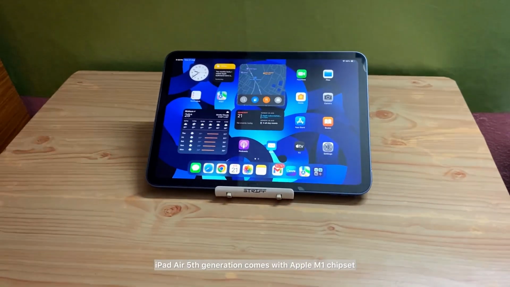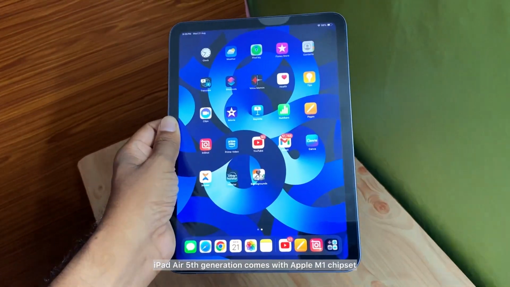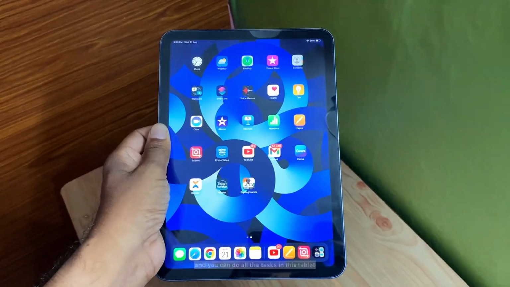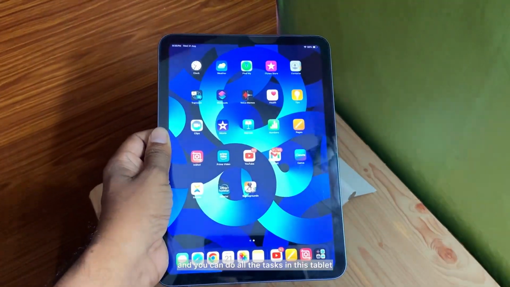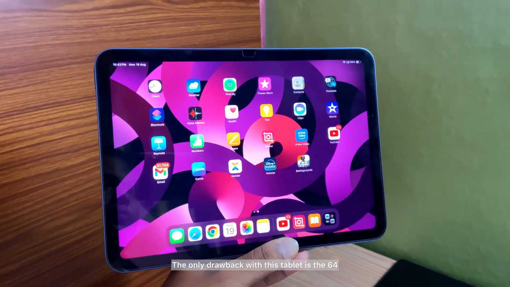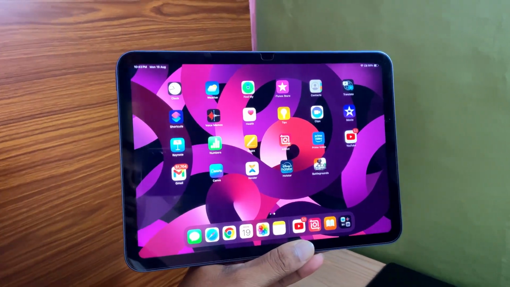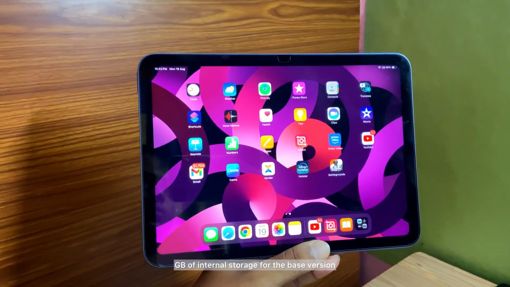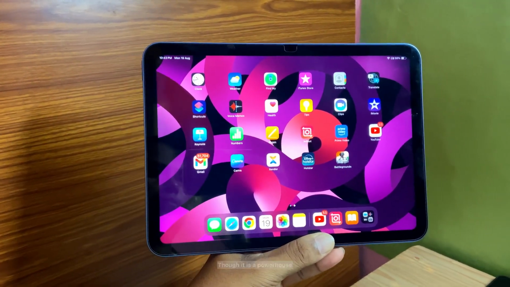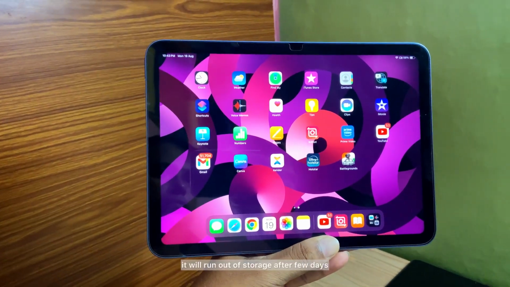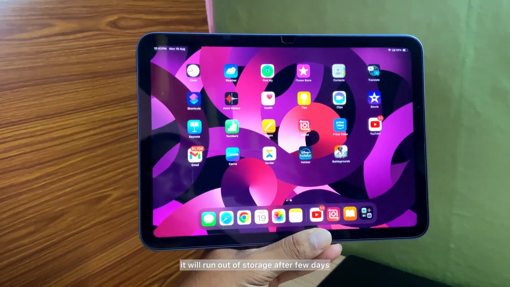iPad Air 5th generation comes with Apple M1 chipset, which is very powerful and you can do all the tasks in this tablet. The only drawback with this tablet is the 64GB of internal storage for the base version. Though it is a powerhouse, it will run out of storage after few days.